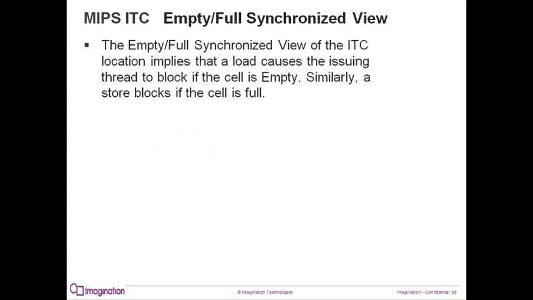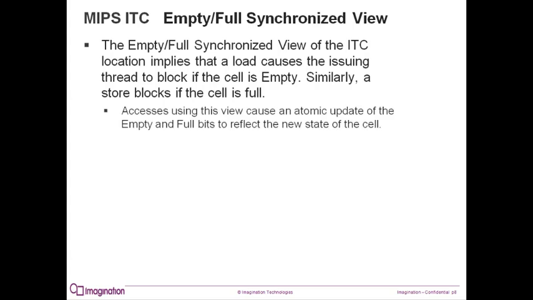The empty full synchronized view is used to write 32 bits of data to the cell. If the cell is a FIFO, the data is read in a first in, first out manner. Reading an empty cell will cause the executing thread to block until something is written by another thread to the cell. Writing to a full cell will block until the cell is read by another thread. The empty full bits of the cell are evaluated and updated appropriately with each load or store to the cell. You should not use the store conditional instruction with this view.